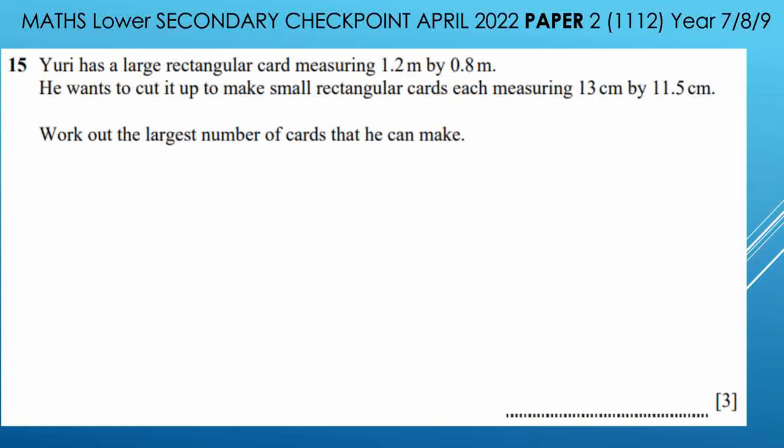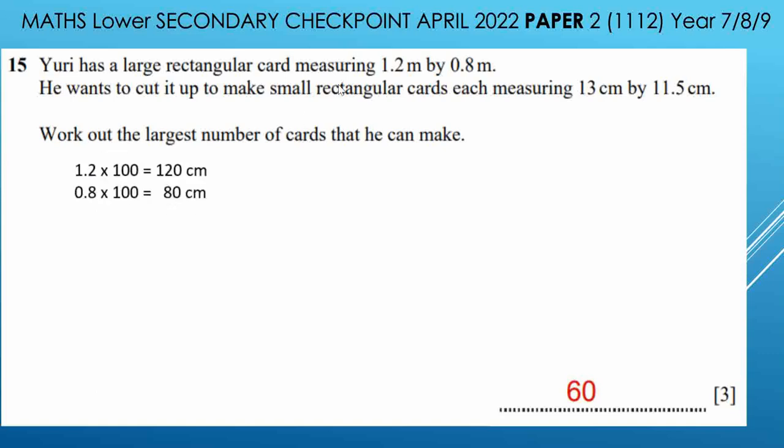You got your answer? You may pause if you have not finished. So the answer is 60. Here's the explanation. 1.2 meters and 0.8 meters. We have to convert to cm, as the small card is measured in cm. So we times by 100. Then we get 120 cm by 80 cm.